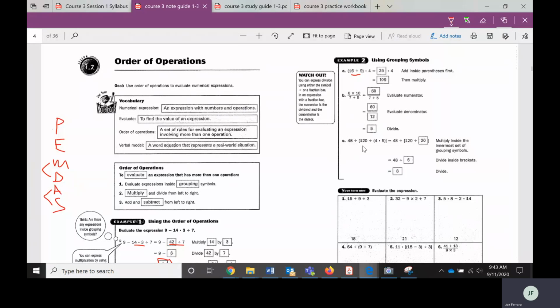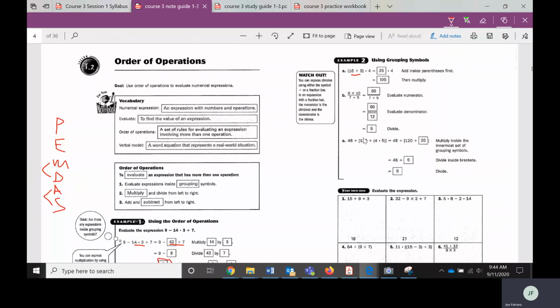All right, this last one here would probably be the most complicated one you would see in this section, or something similar to this. We've got actually two different grouping symbols. So it's 48 divided by, and then we've got a bracket, 120 divided by, I know it's hard to read there, but that's divided by, and then in parentheses, 4 times 5, and then it closes off with a bracket.